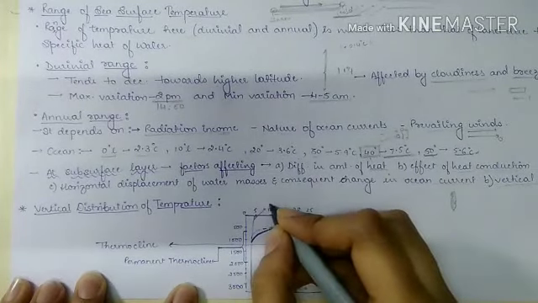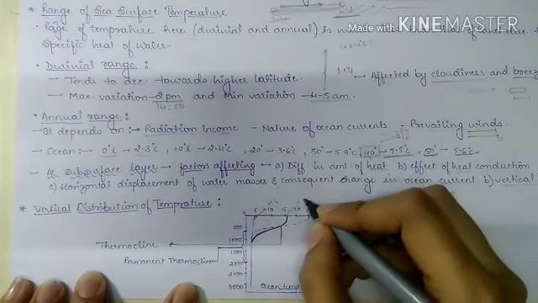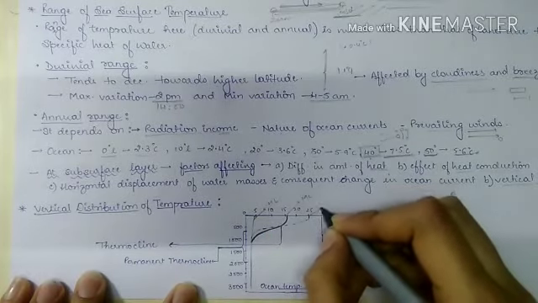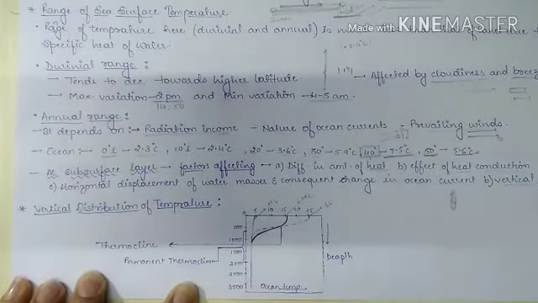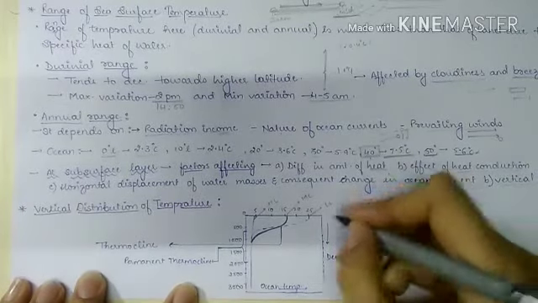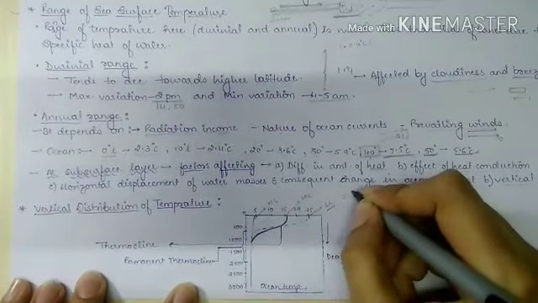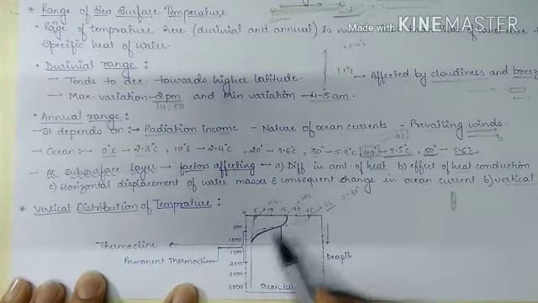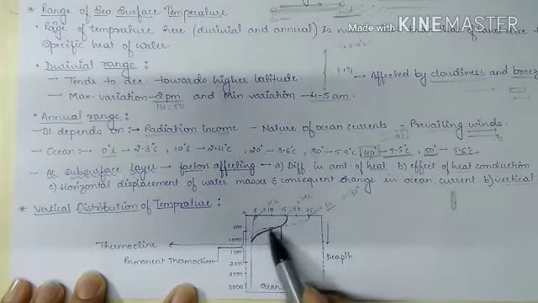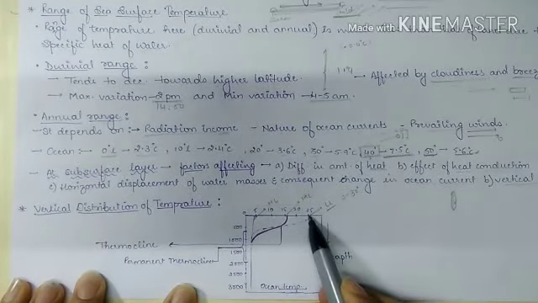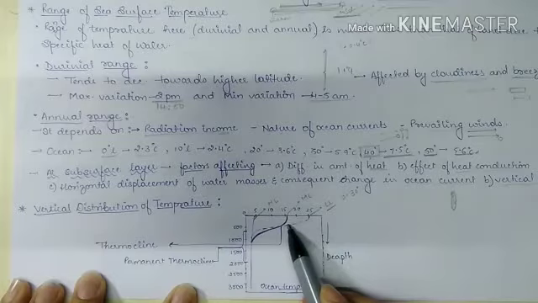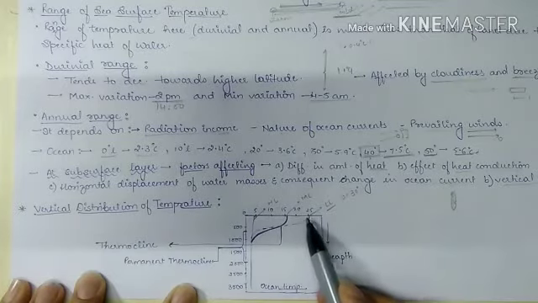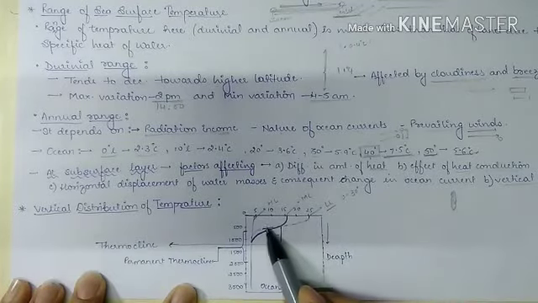So this represents higher latitude, these are of mid latitudes, and these are of low latitude region. Okay, first we will start with the lower latitude region, that is from 0 to 30 degree north and south. Here we will see that till 1000 meters of depth there is a steep change or steep decrease in temperature of the water.